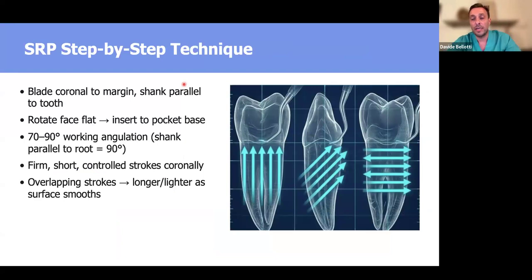How to use it is quite easy once you learn it, but as with everything, it's important to learn exactly how to do it. So the blade needs to be coronal to the margin and the shank parallel to the tooth. We rotate the face flat and insert it into the pocket base. Then, depending on the curette, we put it in the right working angulation. Usually the shank is parallel to the root. Then we start with firm, short, controlled strokes, coronally. We do overlapping strokes, longer and lighter as the surface smooths.